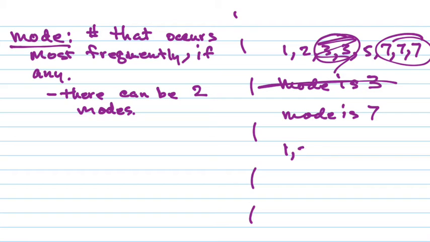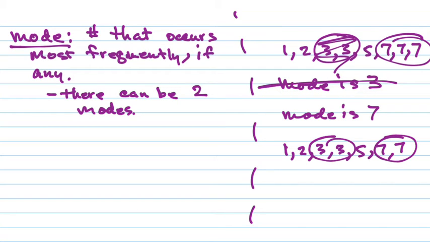Now, what if I have 1, 2, 3, 5, 7, 7? 3 and 7 both occur twice, right? So I have 2 modes. What are they? 3 and 7. Okay? And if you had more than that, more numbers that occur, then don't worry about it.